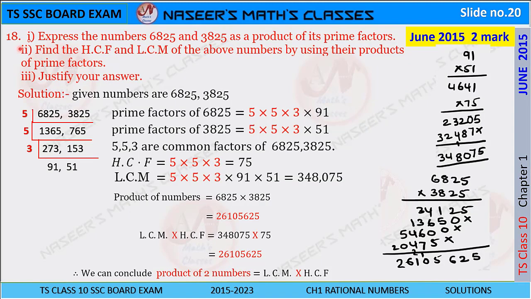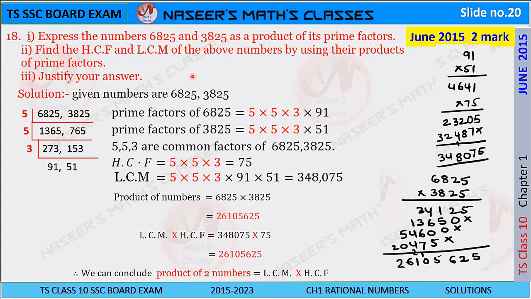Now the 18th problem. This is for 2 marks, June 2015. Express the numbers 6825 and 3825 as a product of their prime factors. Second one, find the HCF and LCM of the above numbers by using their product of prime factors. Third one is, justify your answer.